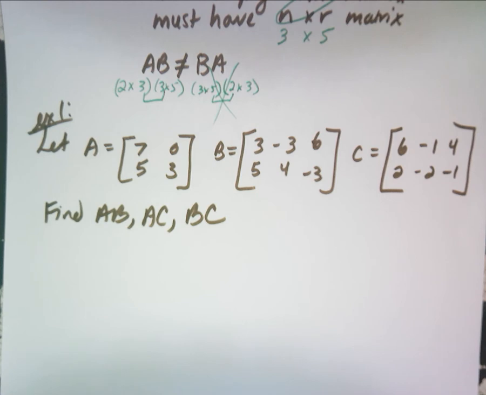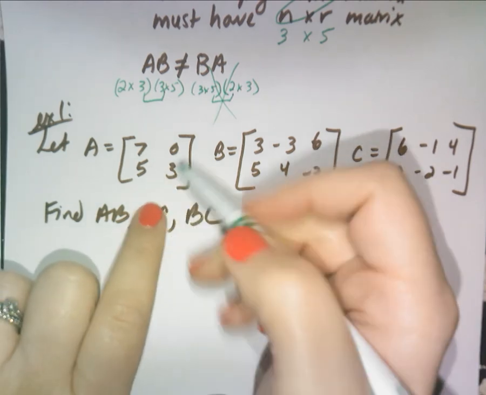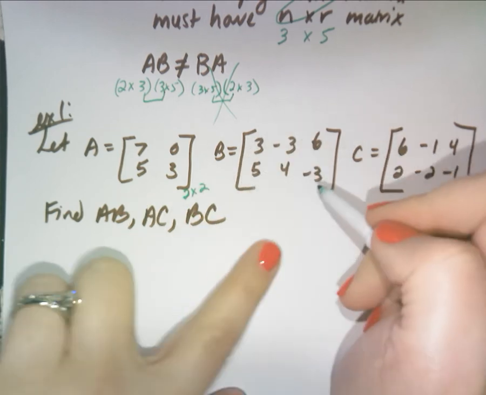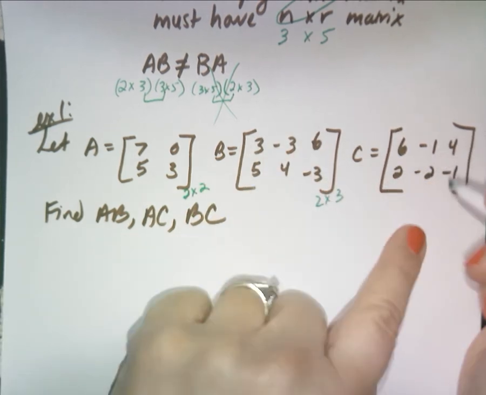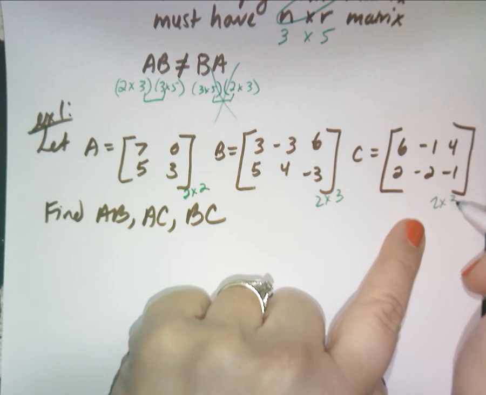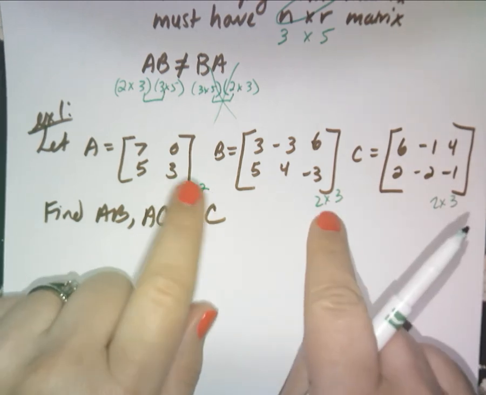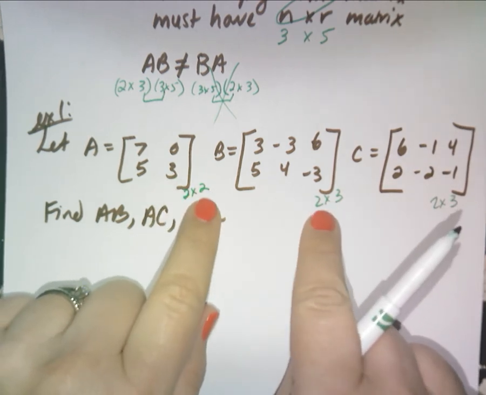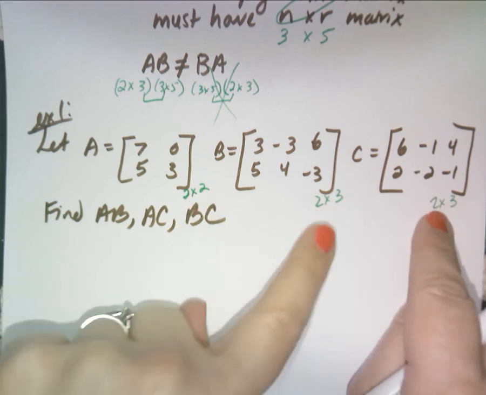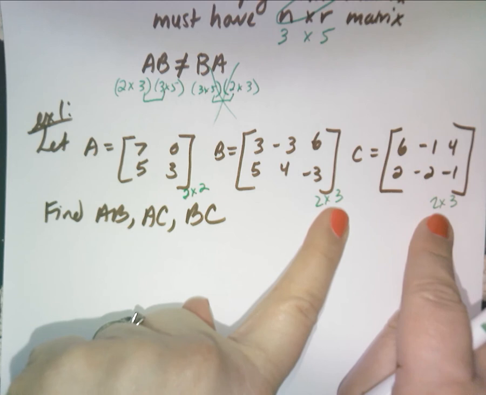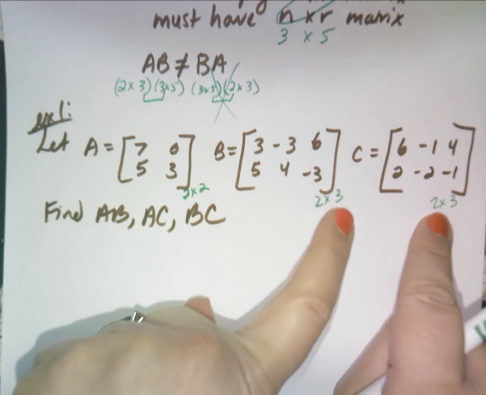Because you can already not have to do a problem by just finding the dimensions. So here's what I mean. What's the dimensions of this one? 2 by 2. What's the dimensions of this one? 2 rows, 3 columns. What's the dimensions of this one? Also 2 by 3. Would I be allowed to multiply A to B together? Yes. Would I be allowed to multiply A with C? Yes. What about B with C? No. It ends in a 3 and starts with a 2.